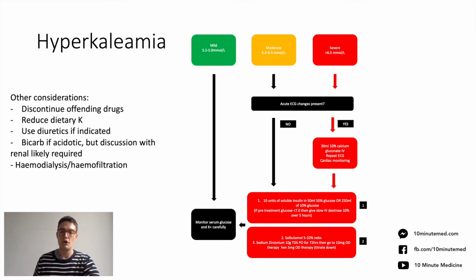As I said, if that's still refractory, you're going to be needing to talk to renal, ITU, or your seniors. You've got to think about discontinuing offending drugs, as we mentioned earlier, your ACEs, your ARBs, your heparins, reducing the dietary intake, thinking about bicarb, which is also an option, particularly if renal are keen for that. And if it really is refractory, then hemodialysis. Refractory hyperkalemia is an indication for hemodialysis or hemofiltration, getting that potassium down quickly.